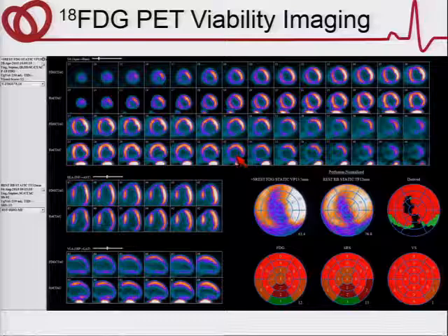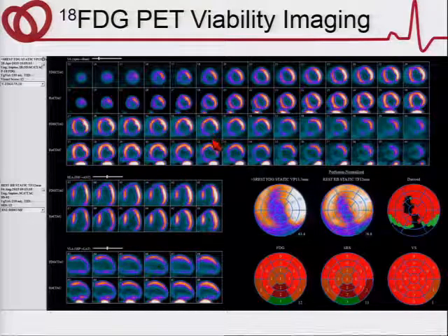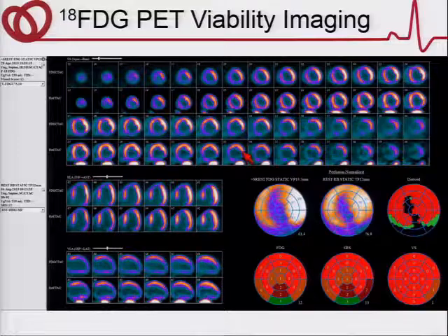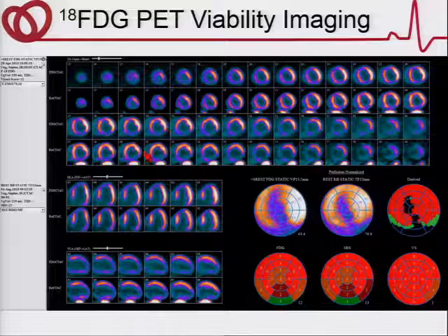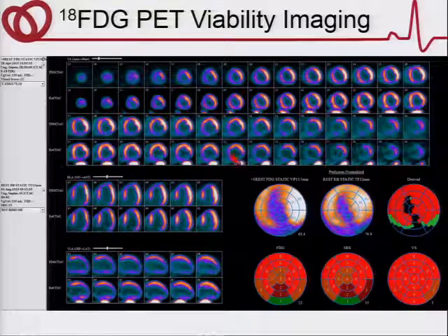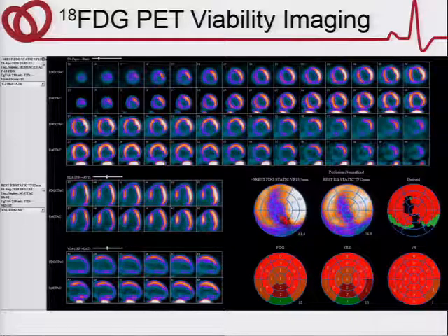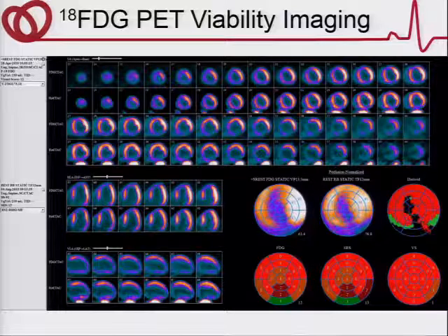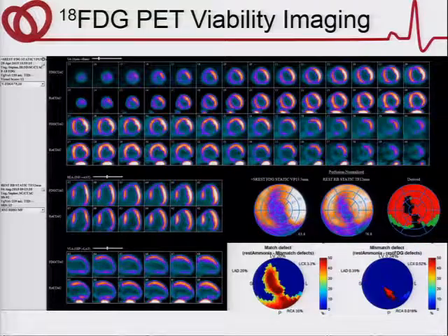We're all familiar with FDG PET for viability imaging. Again, this is the same patient that I showed with ammonia and rubidium. In this case, we have FDG on the top, rubidium on the bottom. With viability imaging, it's of course important also to acquire a rest perfusion scan so that you can compare the distribution of glucose metabolism with perfusion, in this case showing a matched area, predominantly scar, perhaps with a little bit of viability or mismatch at the margins.